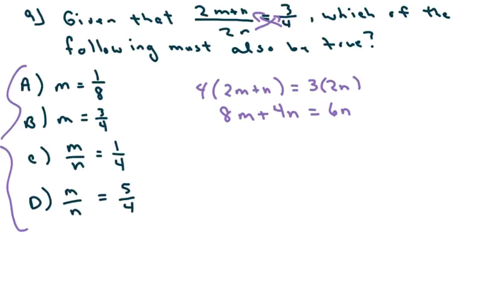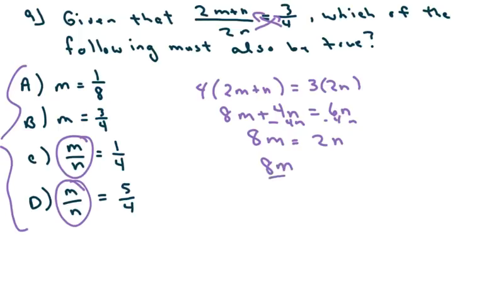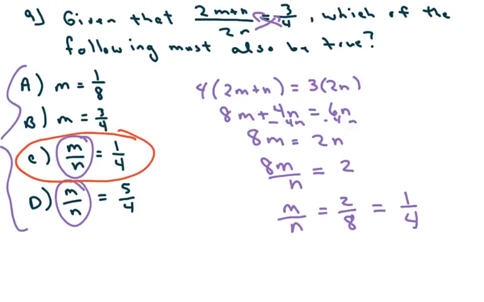Now I'm going to go ahead and just collect like terms. So I have 8m. I'm going to subtract this 4n from both sides. Equals 2n. Now since I have m over n, I am going to divide both sides by n. So I get 8m over n equals 2. And then I'm going to divide both sides by 8. So I get m over n equals 2 over 8, which equals 1/4. Alright, so your answer is C.